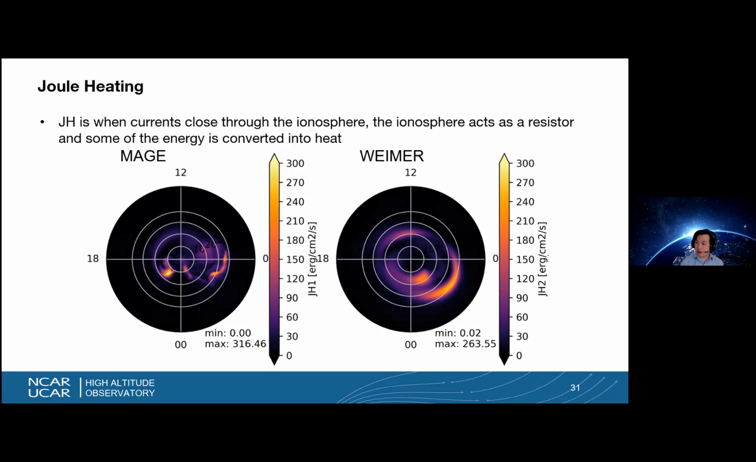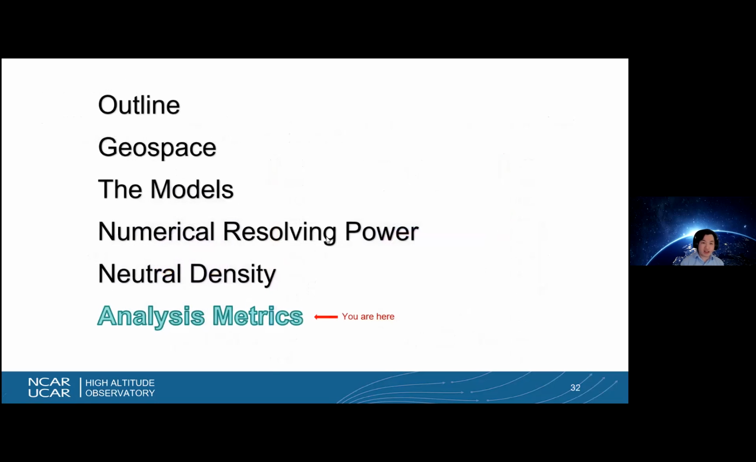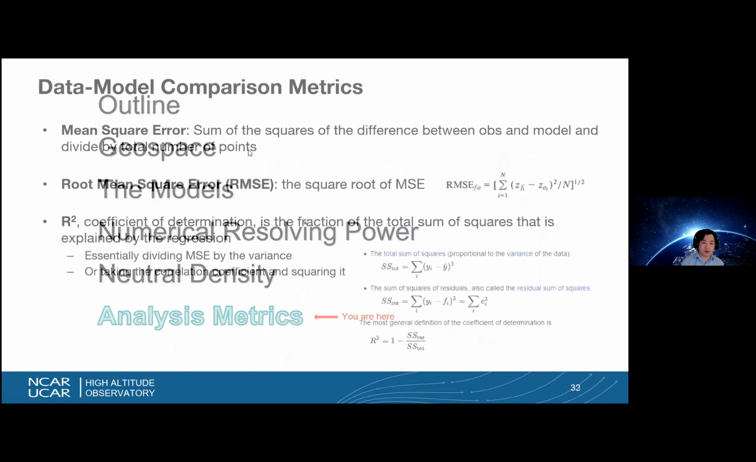All right. So now that you know the difference between the two models and how they measure, we have the analysis metrics. This tells you how well we do, and do we do better than Weimar? That's a good question. Weimar seemed to do a pretty good job.